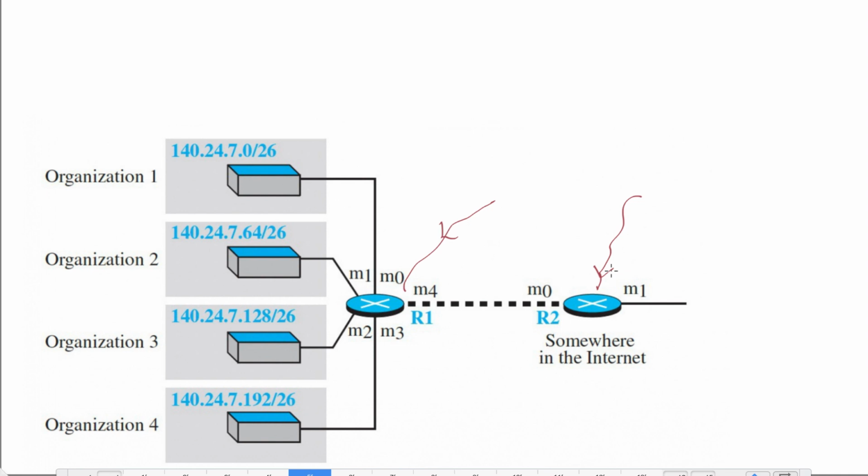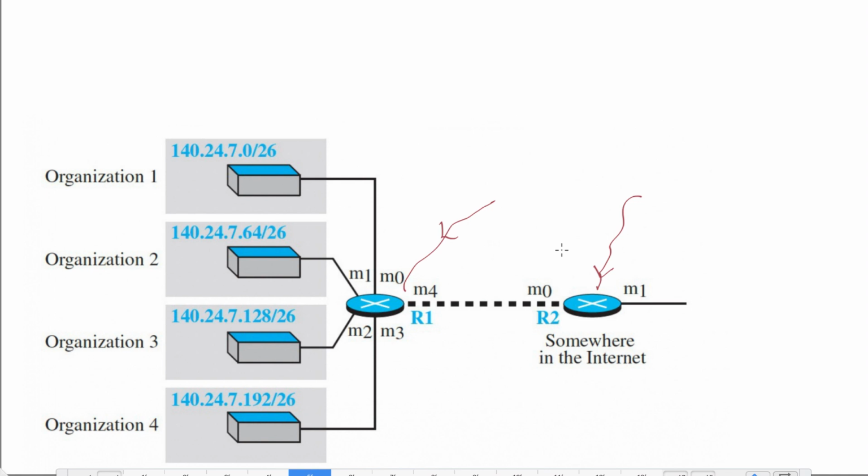If some packet is coming to R2, suppose from M1, then R2 has to decide to which interface it should go, I mean, either M0 or M1. If it is coming from M1, it is very unlikely that it will go back to M1. But if it is coming from M0, then only it may go to M1. If some packet is coming from M1, then it is very likely to go to M0.